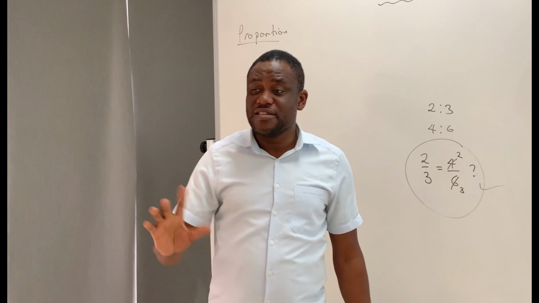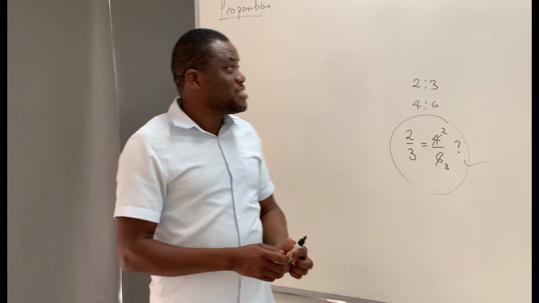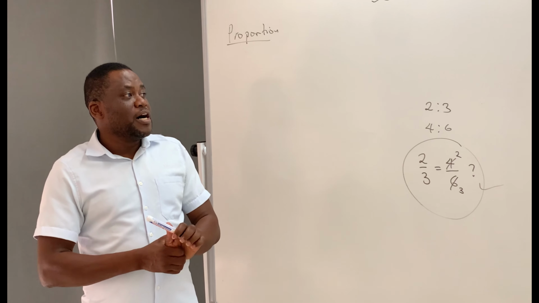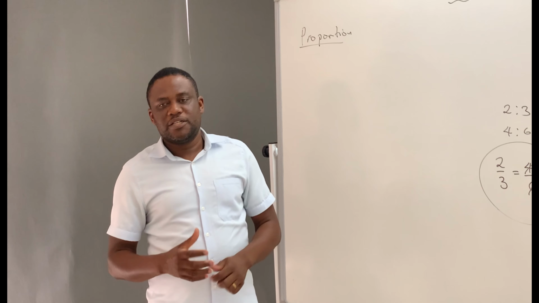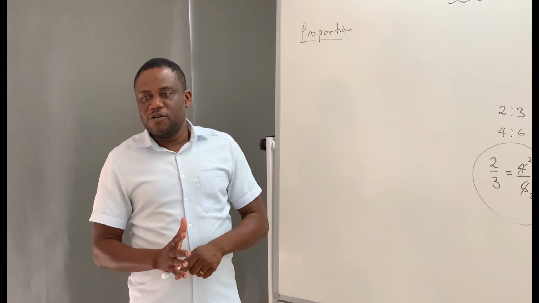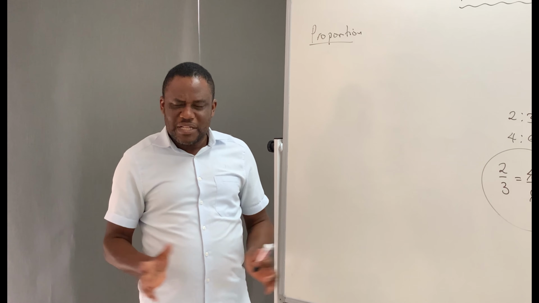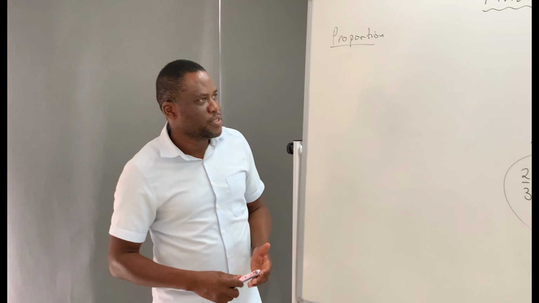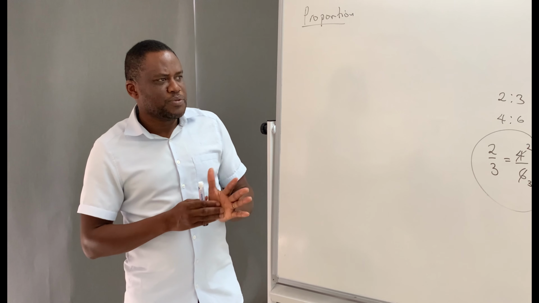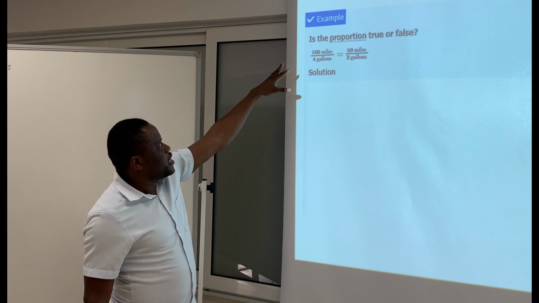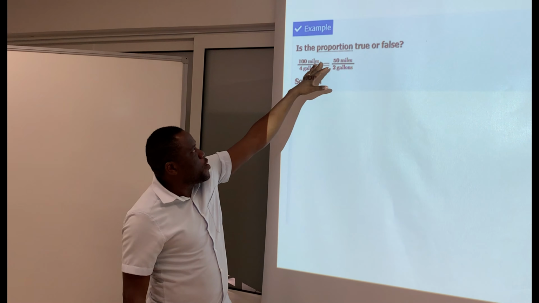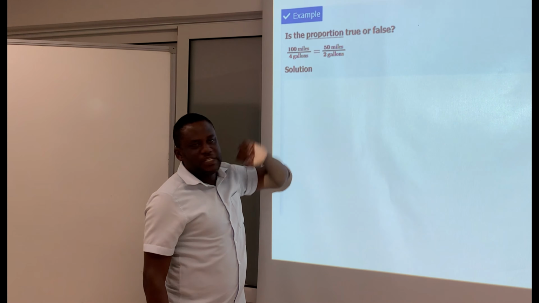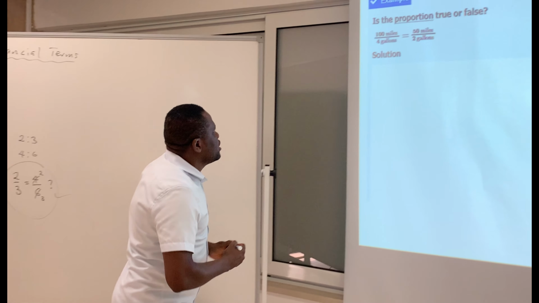Do you understand? In summary, proportion is an equation of ratio. And we use it a lot in science. It's very, very important. It's like the key to the fundamental principle of science. It's very important. So let's look at some examples. We want to check if this guy is true. Is the proportion true or false? Is this guy equal to this guy? Let's quickly check it.